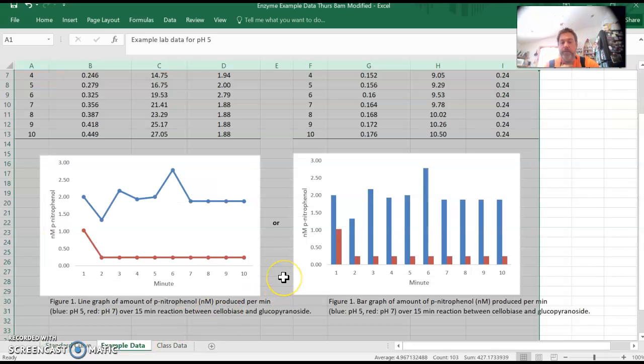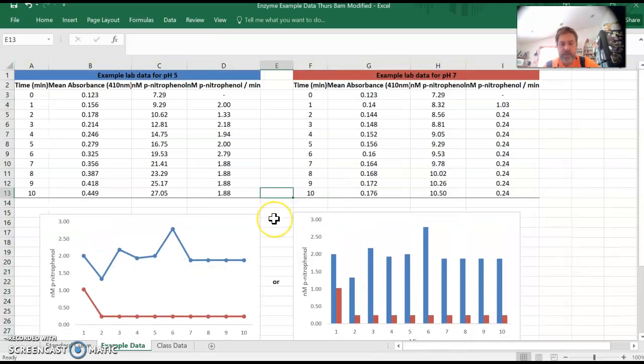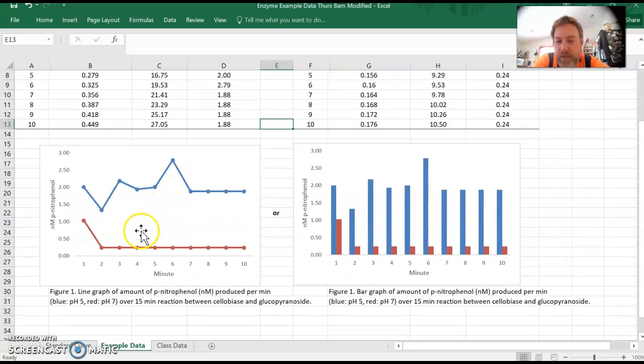All right, so let's look at some example data. This is sort of idealized data, looking at pH 5 and pH 7. You can think of this as what you should have seen when we did the experiment. We graphed it in a couple of different ways. The red line here is the amount of p-nitrophenol at pH 7 at each time period. And this one is the amount produced per minute, so it is a rate. This is the rate of production: how much is being produced per minute at every time point.